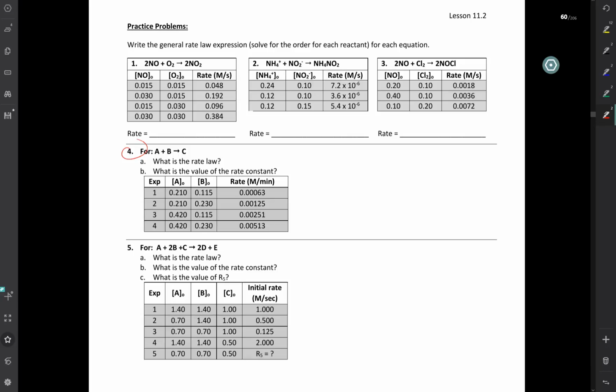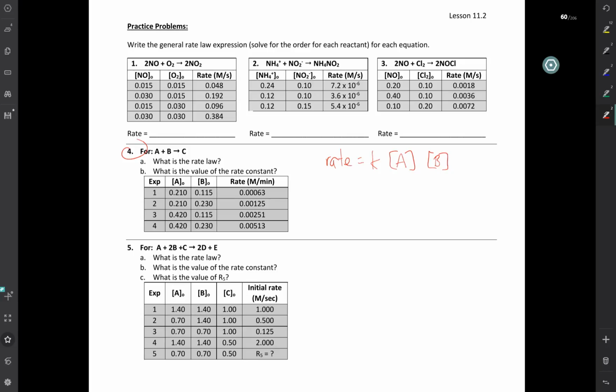Okay, so question number 4 gives us a really generic reaction: A plus B yields C. We want to find what the rate law is. Okay, so we know that rate is always equal to K times the concentration of one reactant to some power. I'm just going to leave that blank for right now, times the concentration of the other reactant to some power.